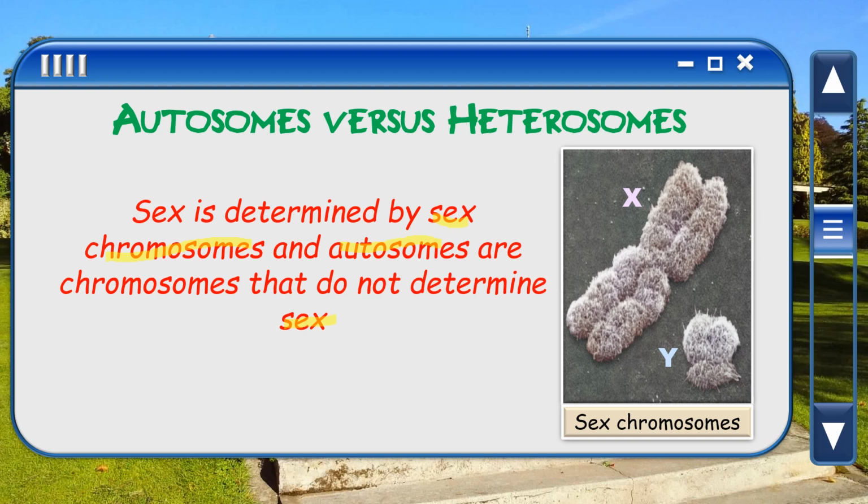Now, it might be a little bit difficult identifying the sex chromosomes of the female, because they are homologous. That is X and X. But sex is determined by sex chromosomes.